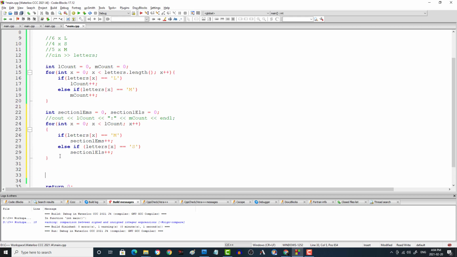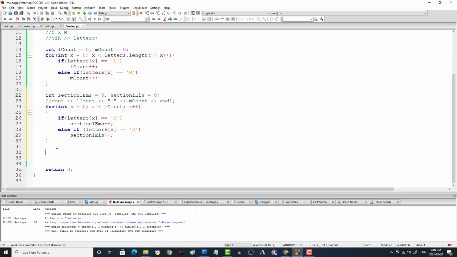Okay, I've got to repeat that now for section 2. Well, here's the thing. Where does section 2 start? Okay, so we're going to basically do the same type of thing. We're going to say int section 2. Now in section 2 we don't care about the M's, we only care about the L's and S's. So we're going to say L's is equal to 0 and S's is equal to 0. All right, so we got L's and S's. Okay, so section 2 L's is 0, section 2 S's, yeah, that sounds right.